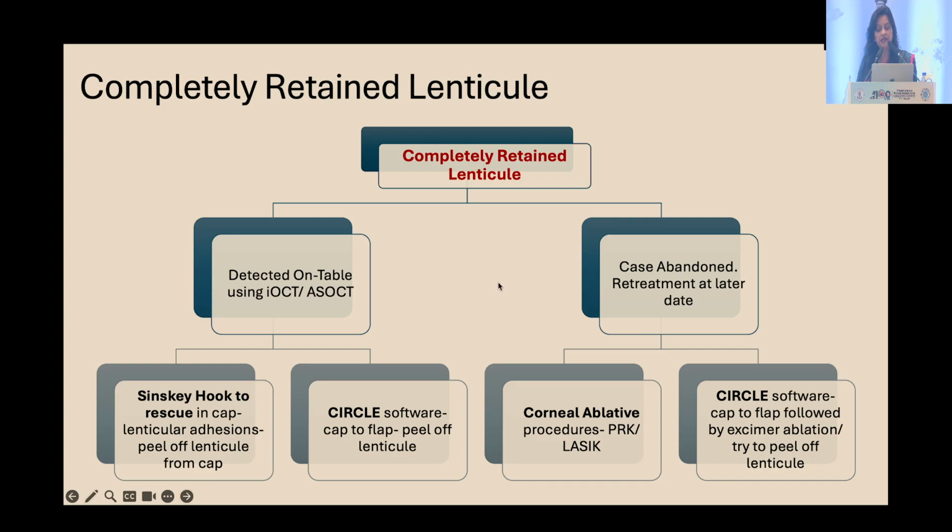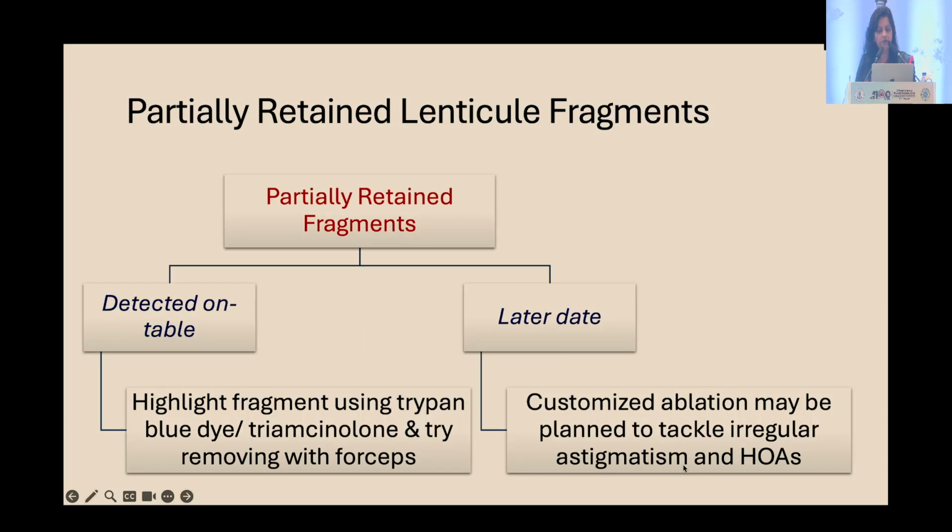Another option is that you could abandon the case, and this can occur especially if the cornea has become edematous because of excessive needling or excessive attempts to remove it. Then one can do a retreatment at a later date using a corneal ablative procedure such as PRK or LASIK, or else, in this eventuality, one can use the CIRCLE software cap to flap followed by excimer laser ablation and then try to peel off the lenticule.